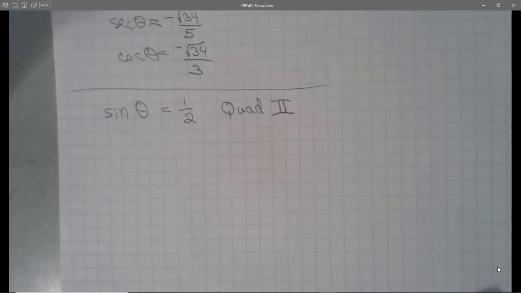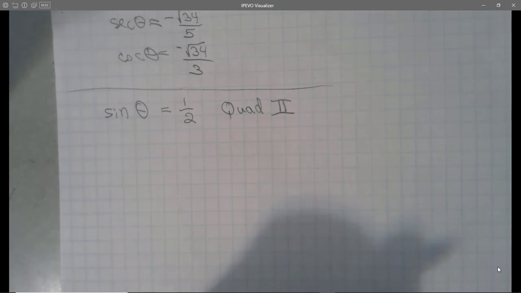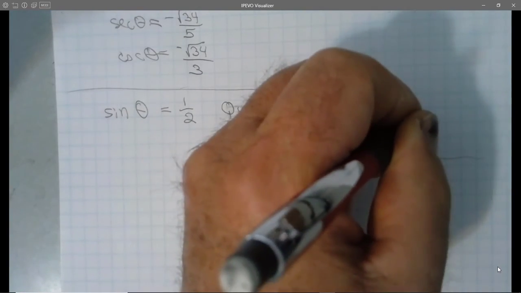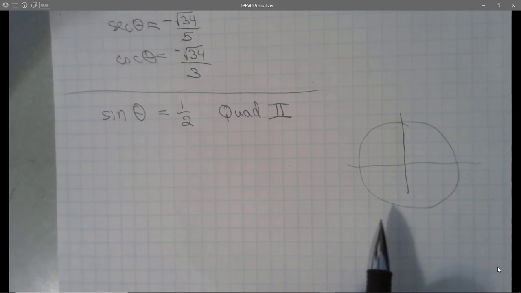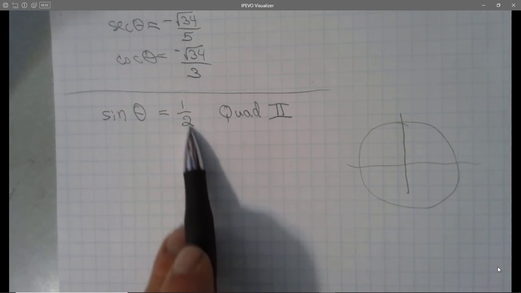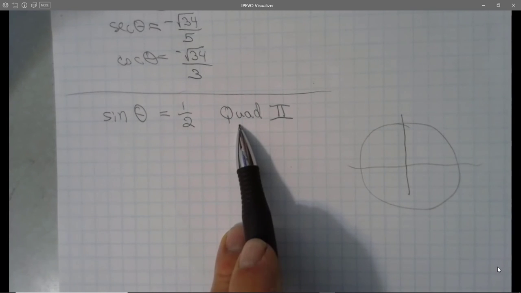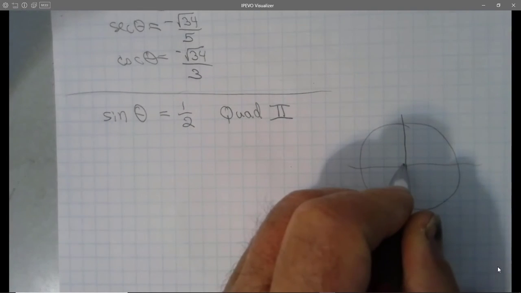This time we're going to do a problem that has a little bit of a different twist to it. The sine of theta is 1/2, and we're in quadrant 2. Now, remember, the sine is the y coordinate on the unit circle. So knowing that the sine is positive 1/2 tells us quadrant 1 or quadrant 2. This has simply narrowed it down to quadrant 2. The other thing we know is that the sine is 1/2.